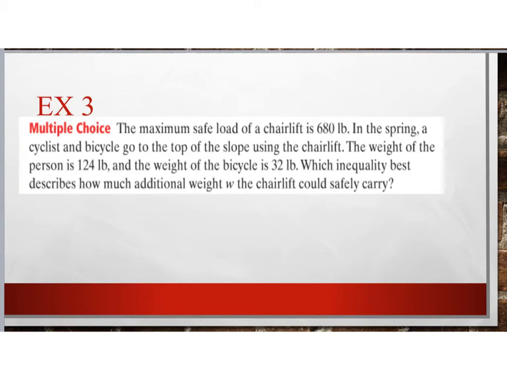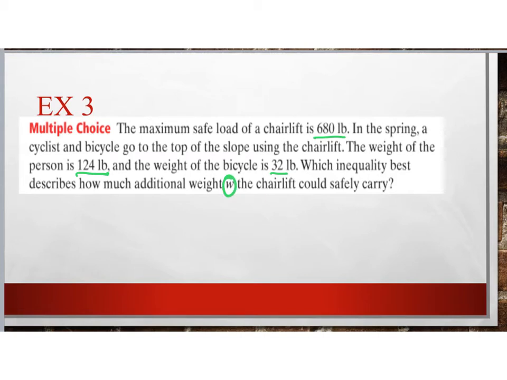So example 3 says the maximum safe load of a chairlift is 680 pounds. In the spring, a cyclist and bicycle go to the top of the slope using the chairlift. The weight of the person is 124 pounds and the weight of the bicycle is 32 pounds. Which inequality best describes how much additional weight W the chairlift could safely carry?